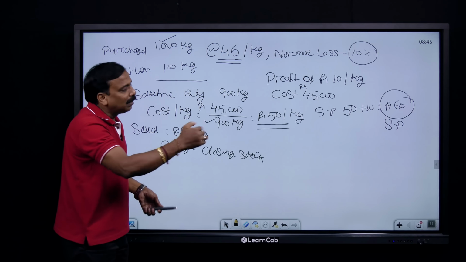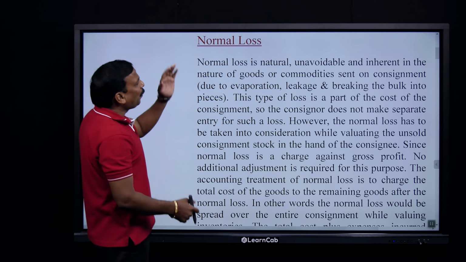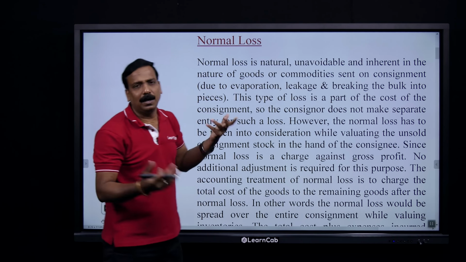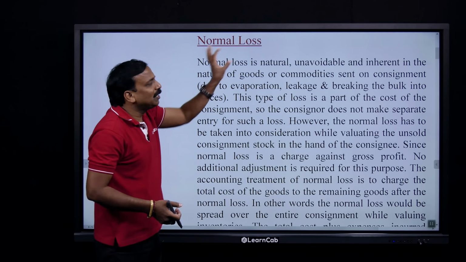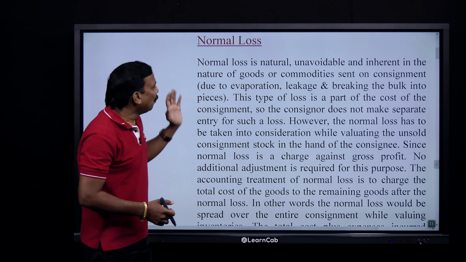Is that clear? So now let's come back again. You can say normal loss is natural, unavoidable and inherent, which I have already told you, and which is due to the nature of the goods sent on consignment, such as evaporation, leakage, breaking bulk into pieces.